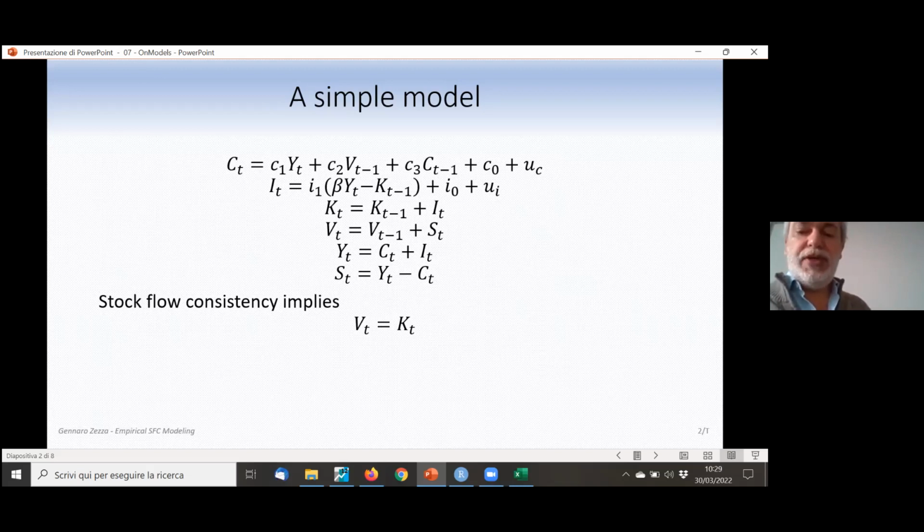Now, when you do that, the system becomes completely recursive. So each equation can be obtained only from the exogenous and lagged variables, and you can always solve it. So what Godley taught me is that this is a way to go if the model is misbehaving.